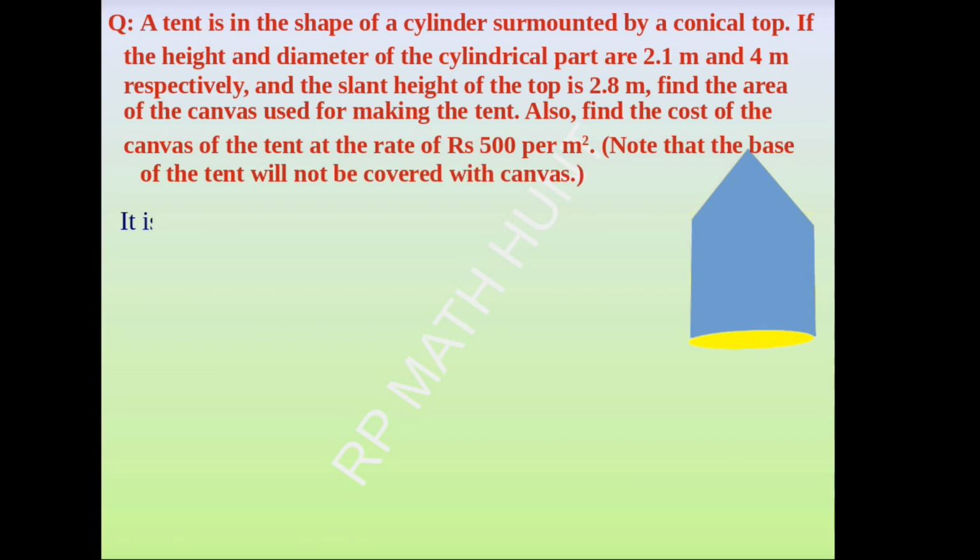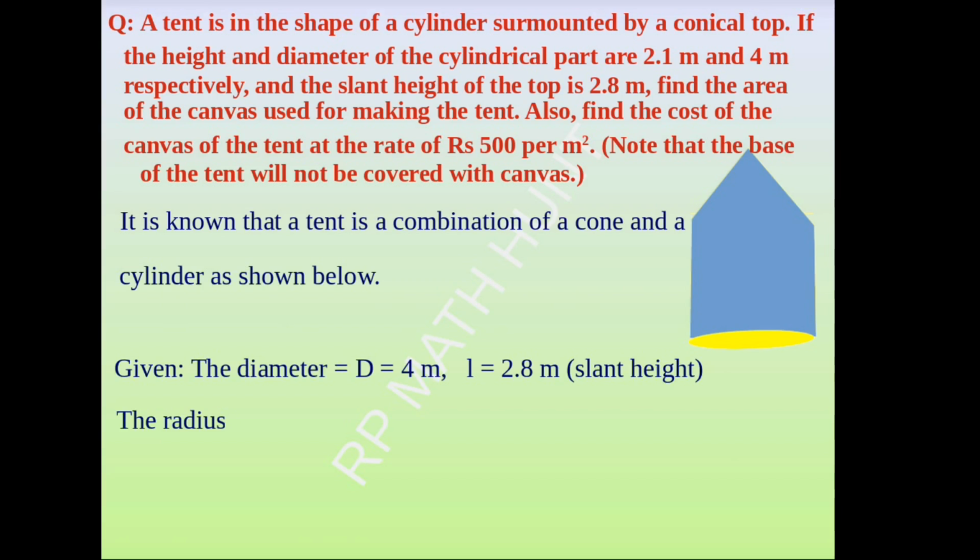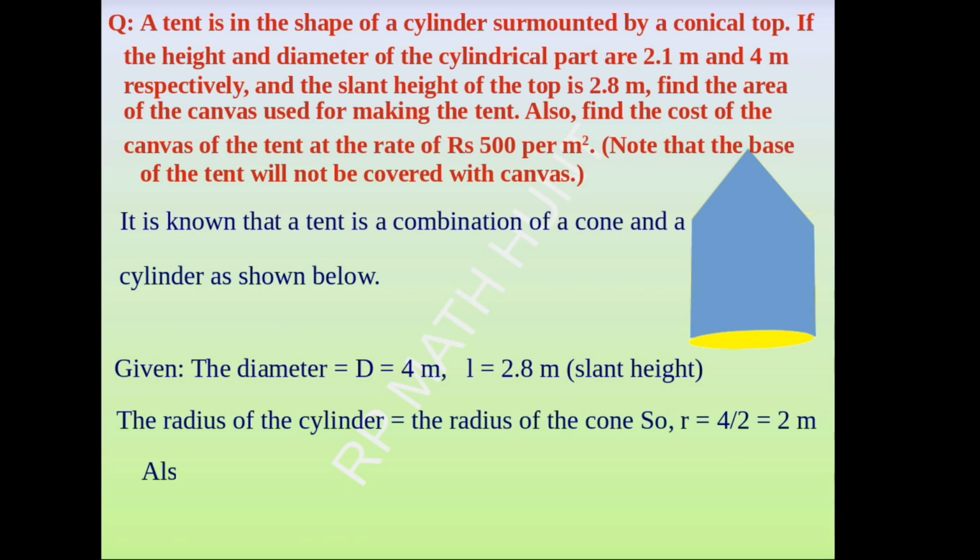Now it is known that a tent is the combination of a cone and a cylinder as shown in the figure. Given the diameter is equal to 4 meters and slant height is equal to 2.8 meters. And the radius of the cylinder and cone is equal to 2 meters. Also, we know that the height of the cylinder is equal to 2.1.